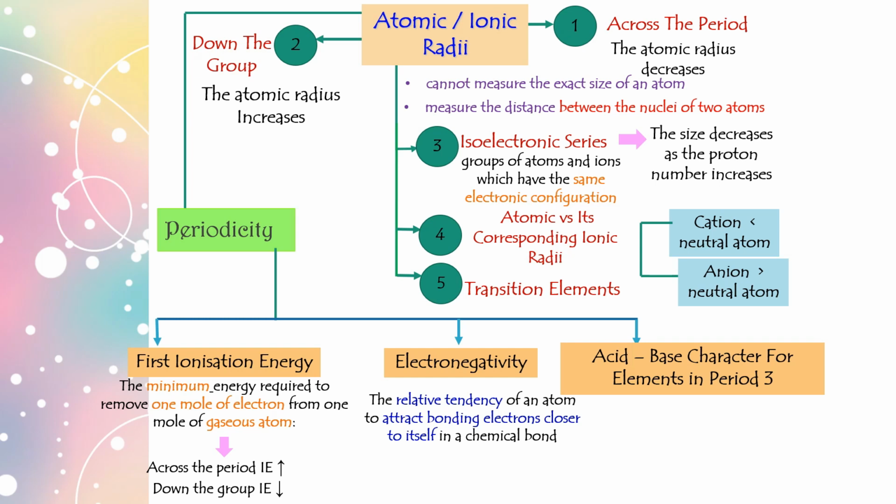Electronegativity is the relative tendency of an atom to attract bonding electrons closer to itself in a chemical bond. Generally, across the period, electronegativity increases.